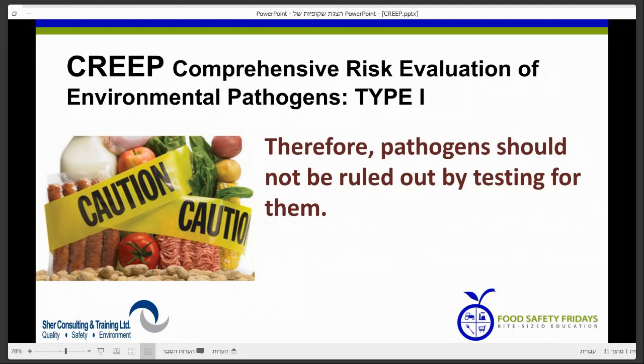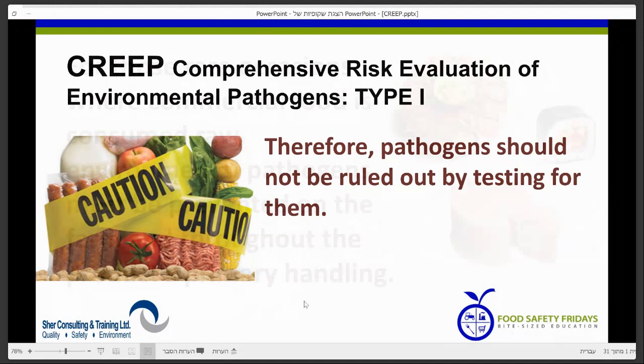If I take a raw material from the field and I test it, and I find it to be free of Salmonella and Listeria, that does not mean it is actually free of Salmonella and Listeria. And my assumption should be that it is contaminated, even though there's no direct evidence of that.